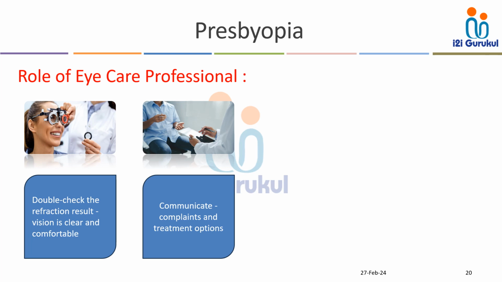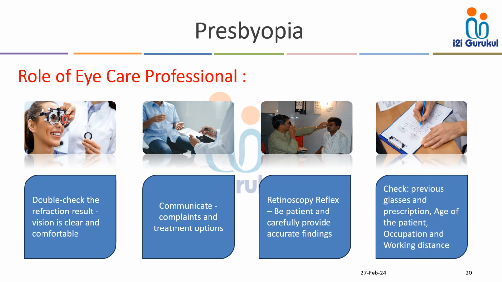Patients having defective near vision will suffer both physically and psychologically. So it is the responsibility of the refractionist to give quality retinoscopy readings, and you can correct them objectively and subjectively also. Be patient and careful while finding the reflex. Then, these things should be considered by eye care professionals before glasses are prescribed to the presbyopic age group: the age of the patient, occupation, and the working distance of that particular candidate.